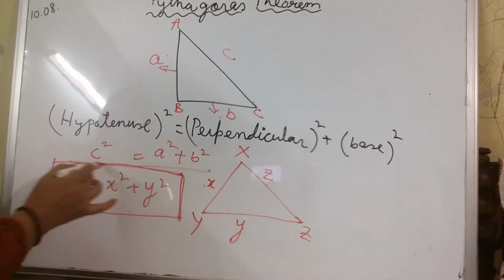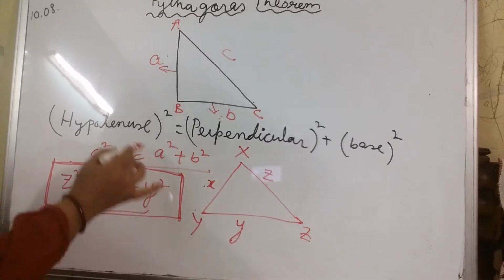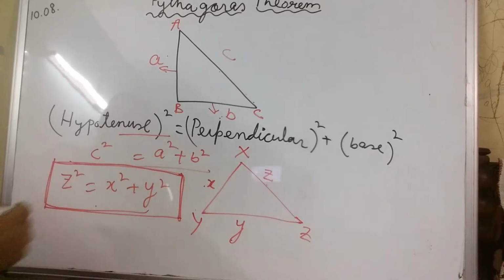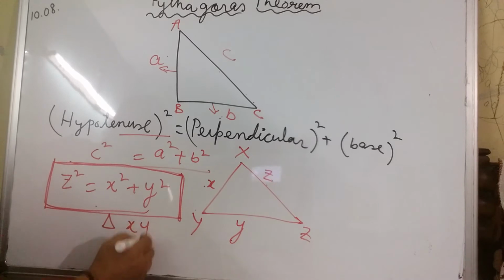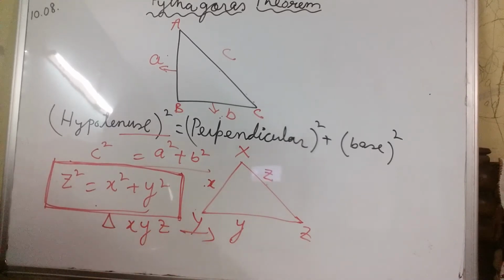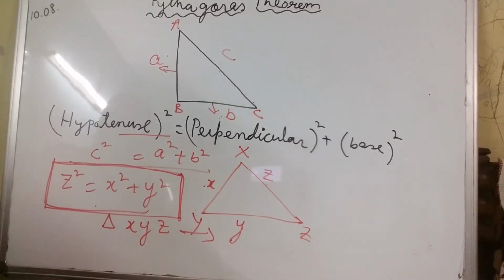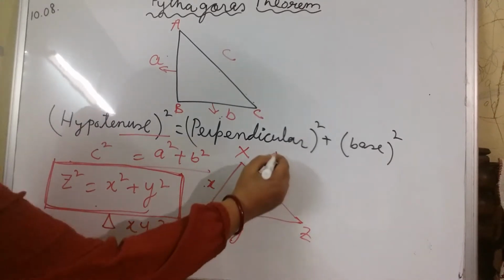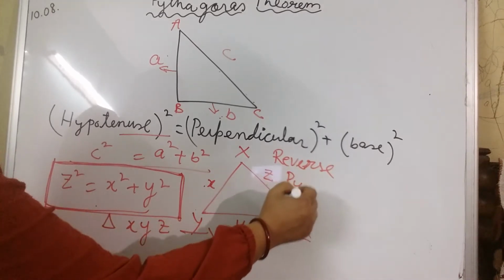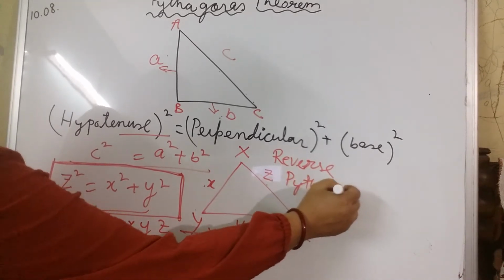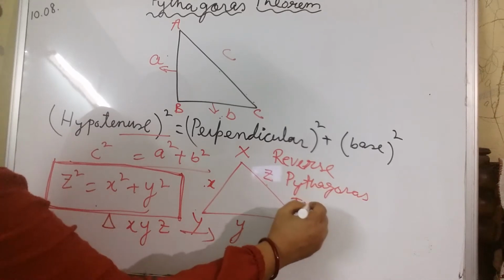So using this reverse of Pythagoras theorem, we can conclude that this triangle X, Y, Z will be a right angle triangle. That is known as reverse Pythagoras theorem.